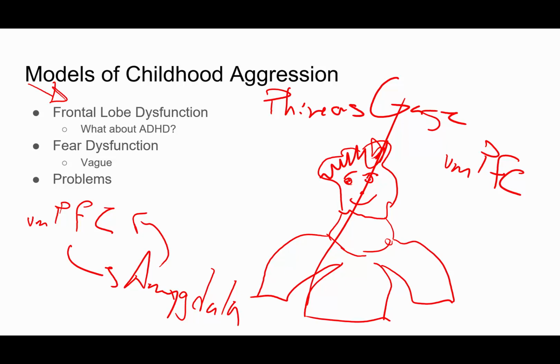In kids, though, their VMPFC is not fully developed, and it doesn't really develop until you reach like adolescence, maybe even early adulthood, right? Other things the VMPFC does is it allows you to navigate social situations. It allows you to put yourself in someone else's shoes, right? It allows you to think about what someone else is feeling and what someone else is doing and how your actions can negatively impact them, right? Kids don't typically have that capability. They don't get that capability until quite a bit later.